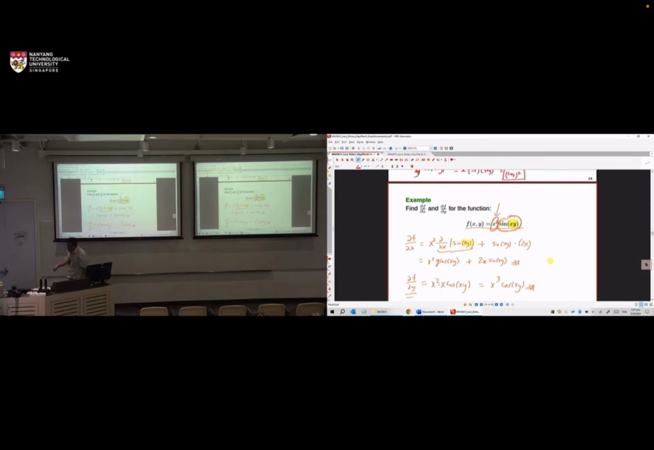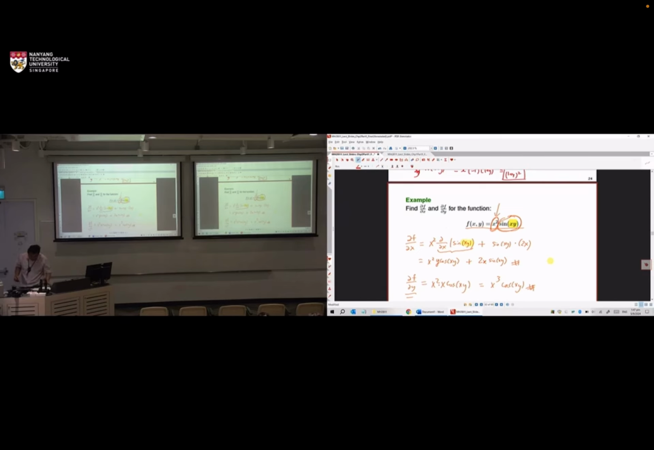And the next one, del f del y. So now you are differentiating with respect to y by keeping x constant. So again, the same thing. I copy down the x squared. I differentiate this with respect to y. So sine xy becomes cosine xy. Cover the trigo function. Differentiate the xy inside. Now your x is a constant. Cosine xy. Your x is a constant.